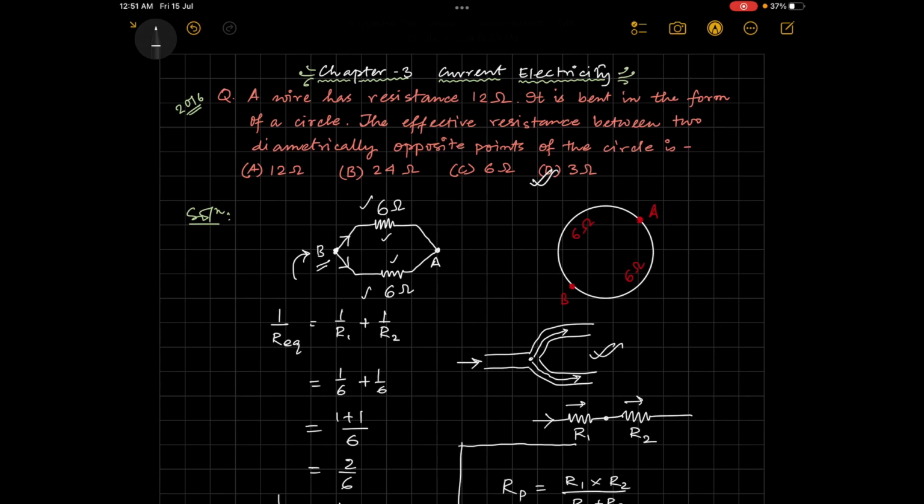So if you look at your options, you will see that 12 is greater than 6, so this is not going to be the correct option. 24 is also greater than 6. 6 is equal to 6, so this is also not the correct answer. So you are left with only one answer, which is less than 6, and that is 3 ohm. So this will be your correct answer. So in this way you can solve this problem without actually performing the calculations.